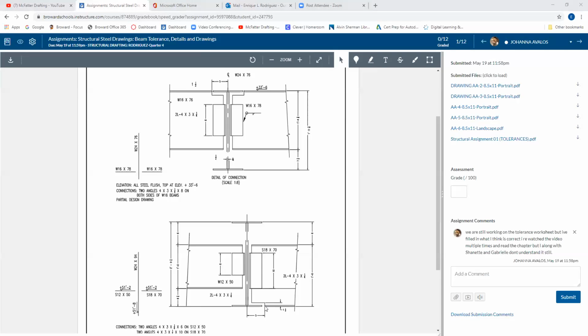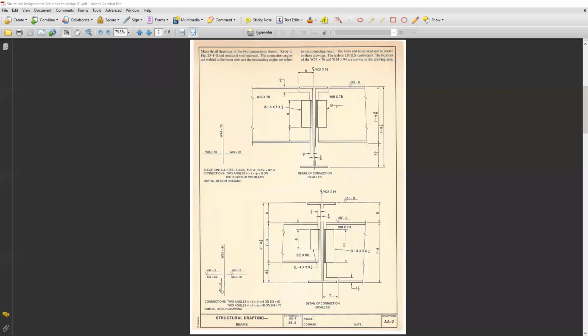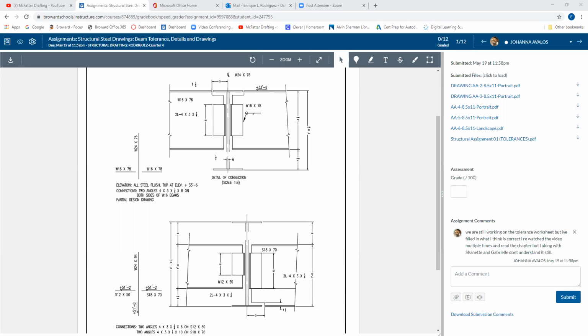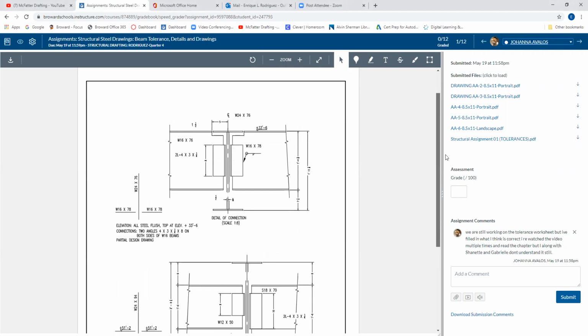Oh, there's Johanna. She must have known we were using her drawings. Let me see if I can allow her in. Hold on one second, guys. Okay, Johanna, you joined us. Oh, yeah. All right. Perfect timing. We were just starting to show your work.